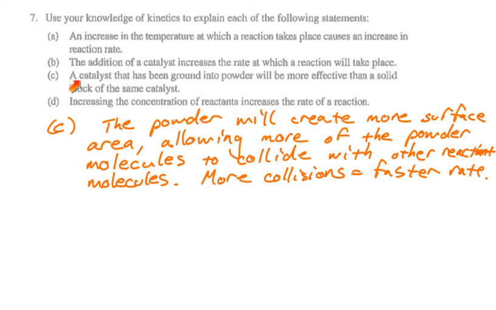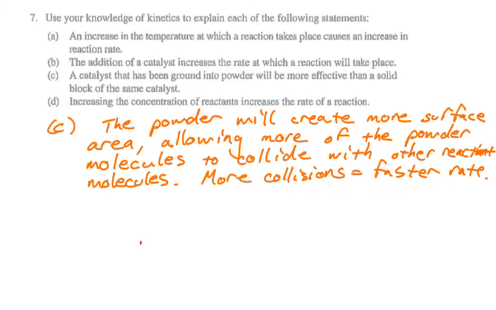Part C, a catalyst that has been ground into a powder will be more effective than a solid block of the same catalyst. Okay, so the powder will create more surface area. Maybe I should have said than the block. But anyway, grinding something into a powder will create more surface area. More surface area allows more of the powder molecules to collide with other reactant molecules. And more collisions equals a faster rate. You might look how informal this last part is. I think that's okay. I think that's perfectly fine.